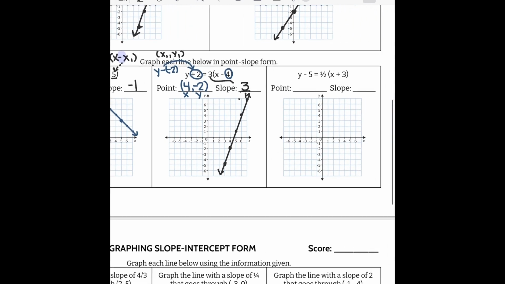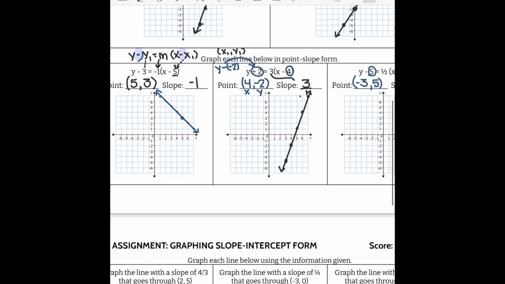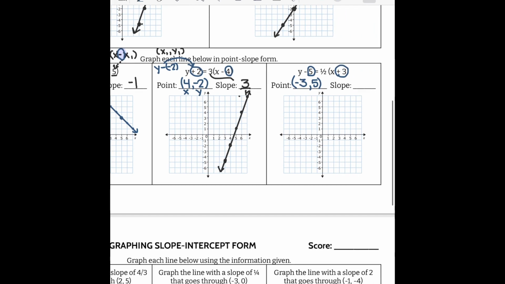We've got one last problem. So the number next to x that's being subtracted is actually going to be negative 3. That's why it turned into a plus. And then the y part is going to be 5. So x and y will always have opposite signs of what they look like in the formula because of these two subtraction symbols right there. And then my slope is the number in front of the parentheses, which is 1/2.